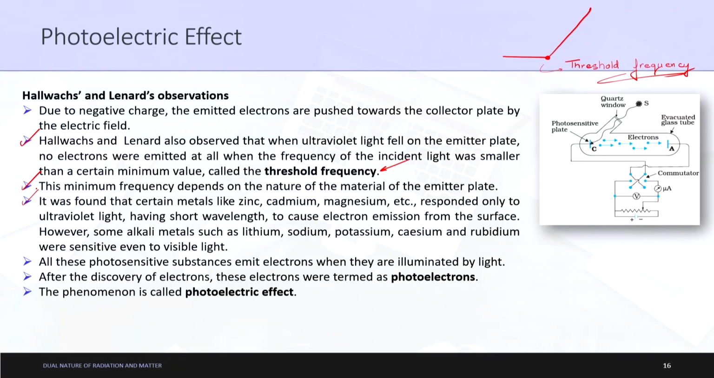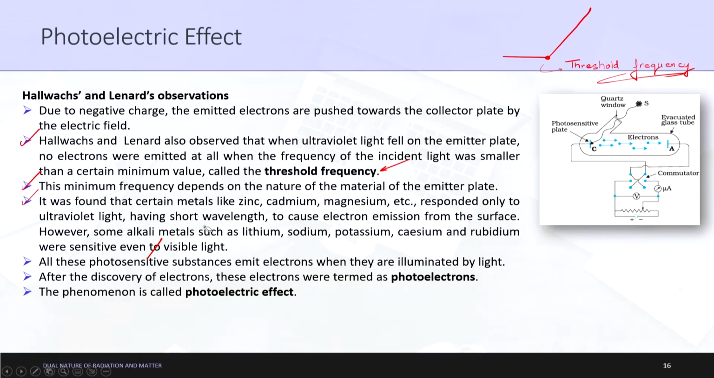Next, all these photosensitive substances emit electrons when they are illuminated by light. Quite evident, as the name suggests, photosensitive. What does it mean by photosensitive? Depending upon the amount of light irradiated on the surface, the electrons are ejected. So all these substances which are sensitive to photons, so light, emit electrons when they are illuminated by light. After the discovery of electrons, these electrons are termed as photoelectrons, quite evident.